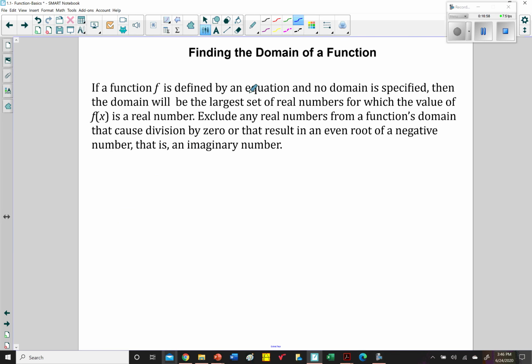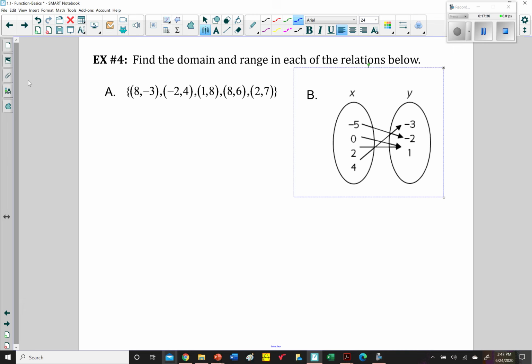If a function is defined by an equation and no domain is specified, then we have to think about the largest set of real numbers that's going to give us a value for y, which is also a real number. Some of the things that cause problems are division by 0 or getting a negative square root or a negative fourth root, any even root of a negative number that would cause an imaginary number in the domain. So we have to consider those cases. Let's look at a few of them.